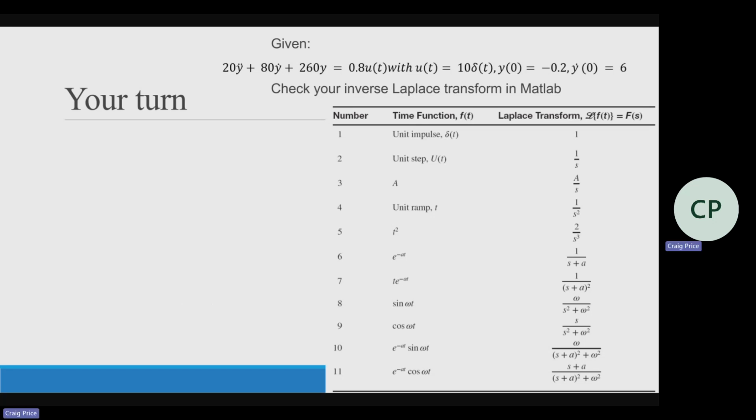So I have mine up here if you want to check if you've gotten to y as a function of s. From there, you want to find the roots. Who has the roots? Anyone have the roots? Yeah. Oh, that's nice. The roots are -2 plus or minus 3i.